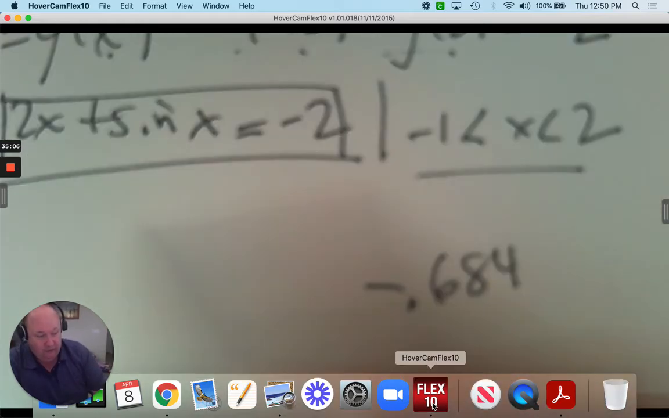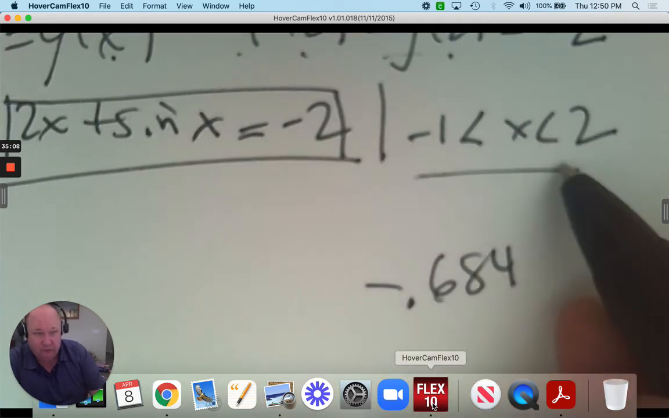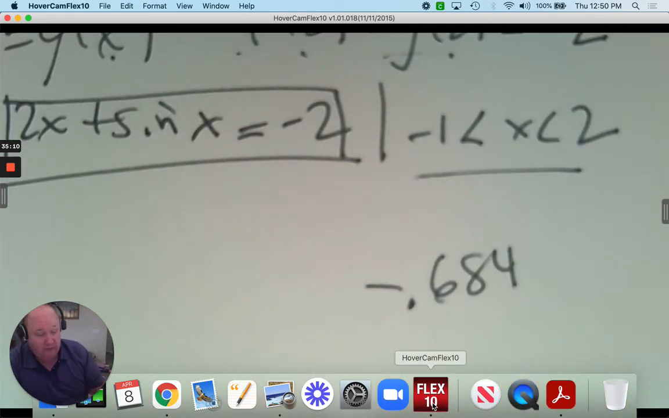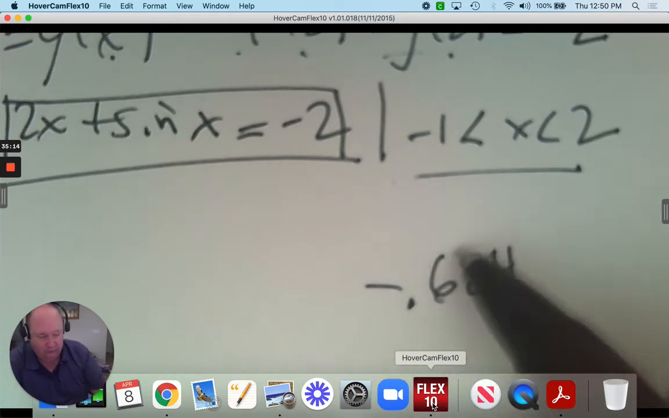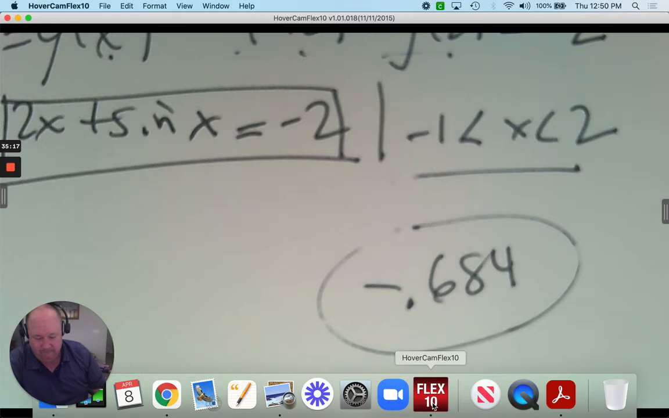So whenever it's a trigonometric equation, you should put a restriction in. I looked at the answer choices, and -1 to +2 covers all the answer choices, and that allowed me to get that answer. All right, 65.